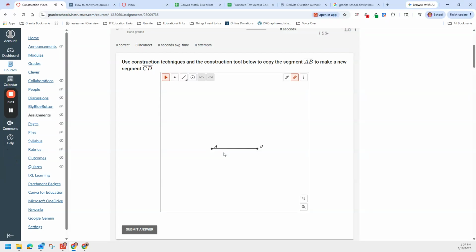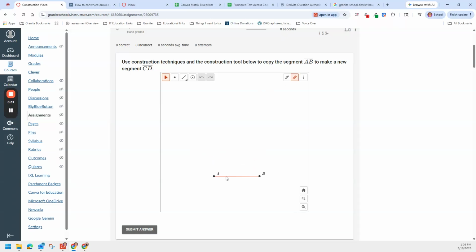Welcome, students. Today we're going to be talking about construction techniques, and you're going to learn a few skills that form the foundation of all the constructions that you may want to do. So for this first one, we are going to talk about how to copy a line segment. Now, in order to copy a line segment, all we're really talking about is copying its length.